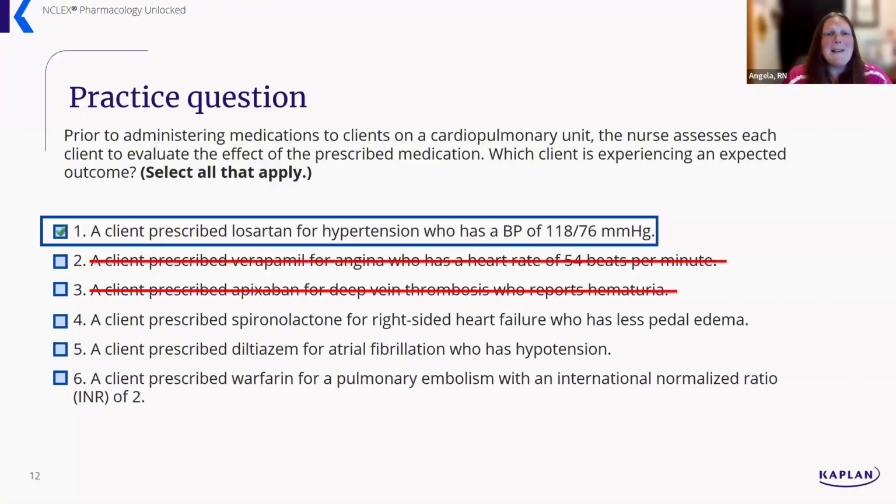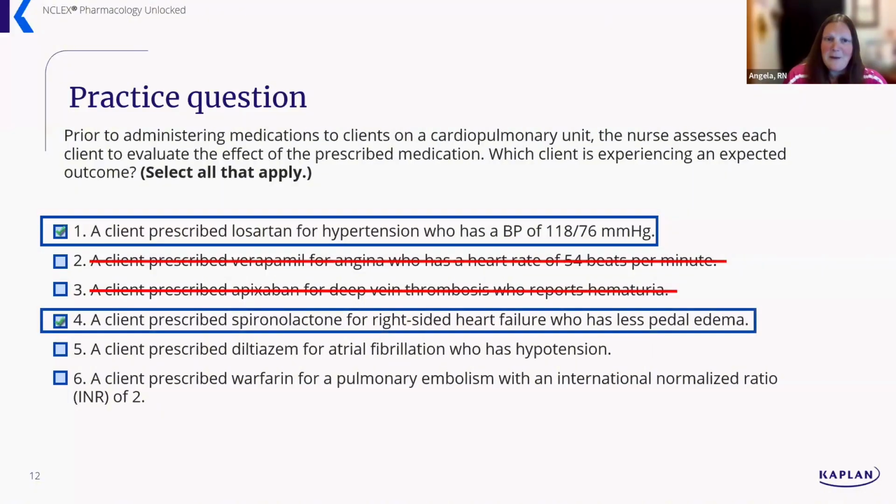Yeah, you guys are rocking this NCLEX style question. I am so excited for that. Yeah, less pedal edema is an expected effect. Spironolactone, a potassium-sparing diuretic. Nicely done.